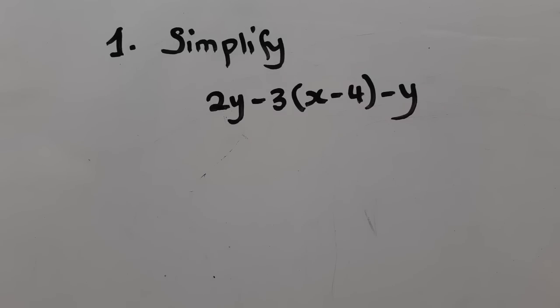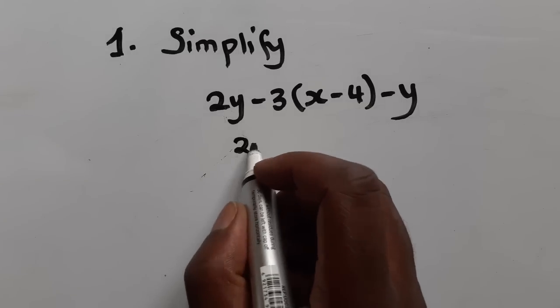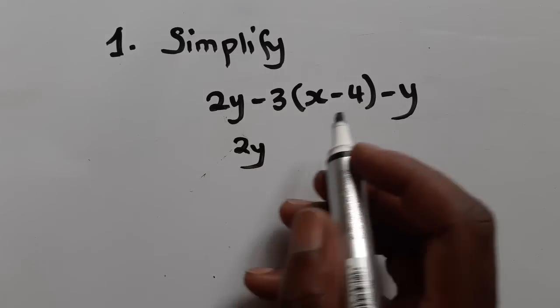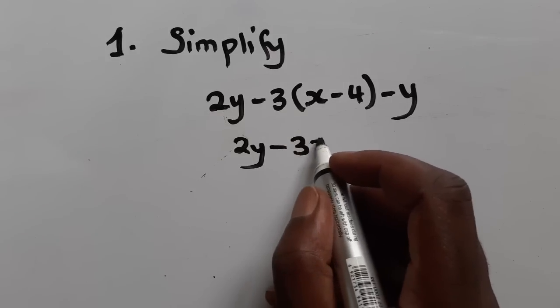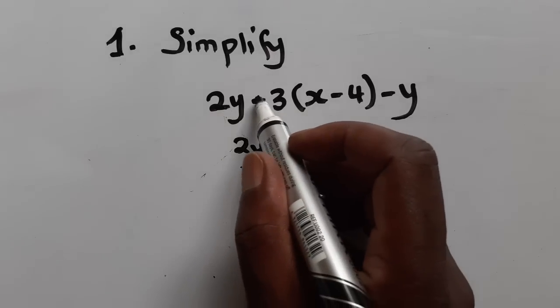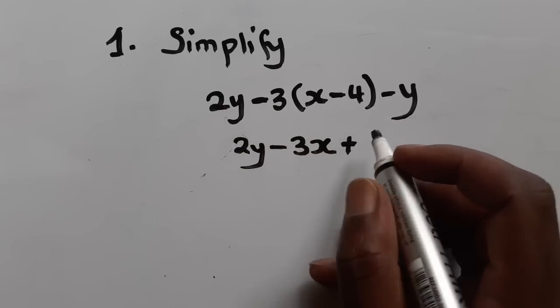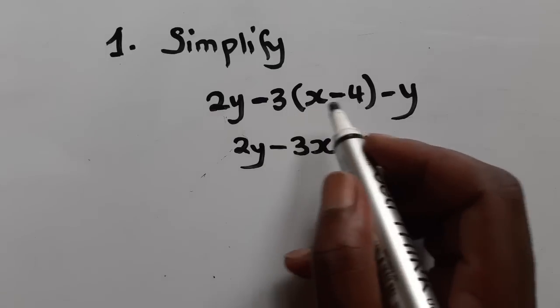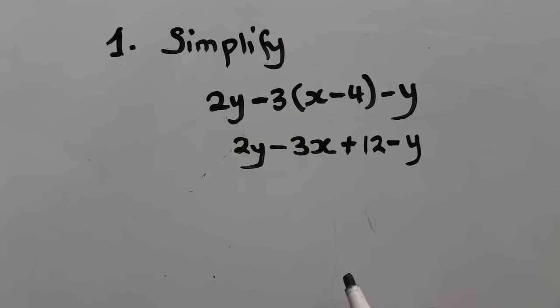So this is our question 1. How do we solve? As you may know, the first thing that we are supposed to do is to get rid of the brackets here. So 3 multiplied by x will get 3x. This minus here, please take note, the minus and the minus here, we're going to have a plus 12. 3 multiplied by 4, we get 12 minus y.